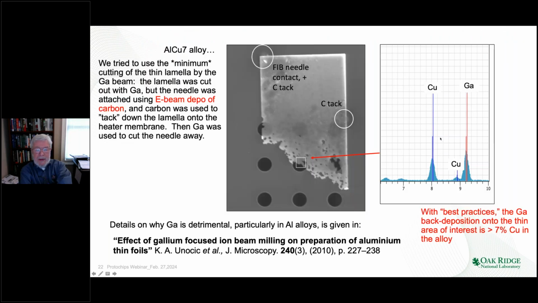And the problem here is that even with the best case, using the gallium beam to cut, gallium gets everywhere. So this was an aluminum copper alloy, 7% copper. And you can see the gallium in the area of interest, even though we just cut it over here quite a ways away from the thin area of interest, and we used electron beam deposition to tack it down, we still had lots of gallium in the area of interest.